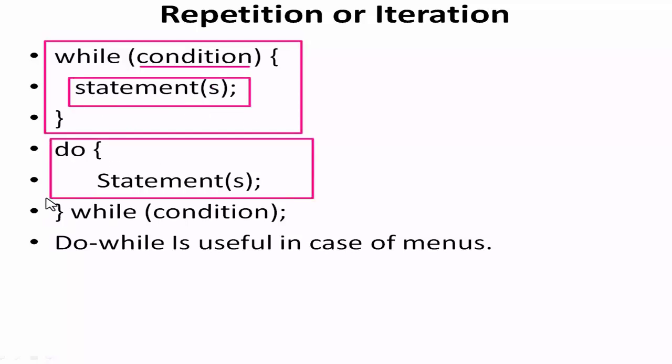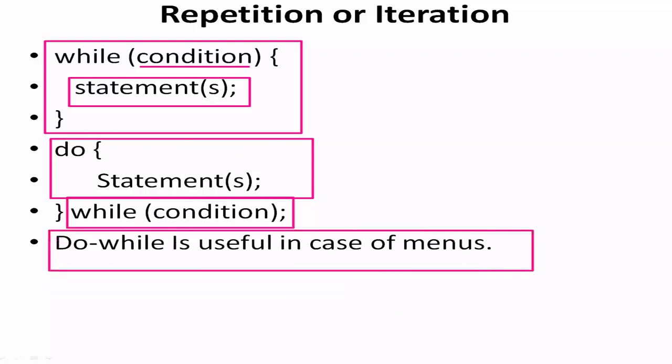In do while, do is going to execute the statement first. Then it is going to check the condition. First it executes the statement, later on it checks the condition. If it is true, once again the do while will be executed, otherwise it will be exited. So do while is useful in the case of menus.